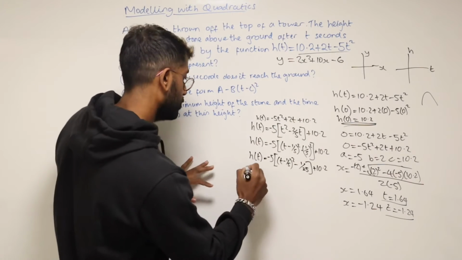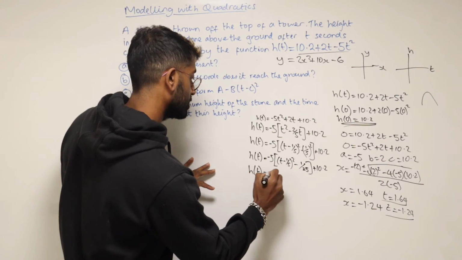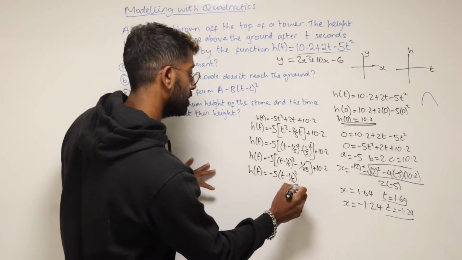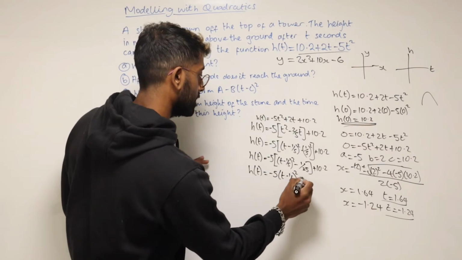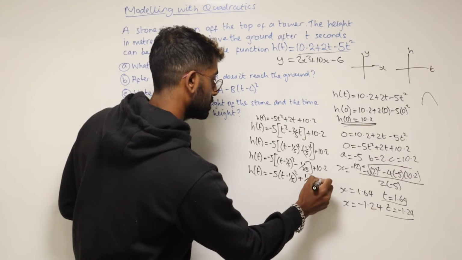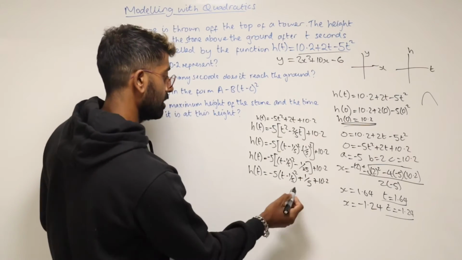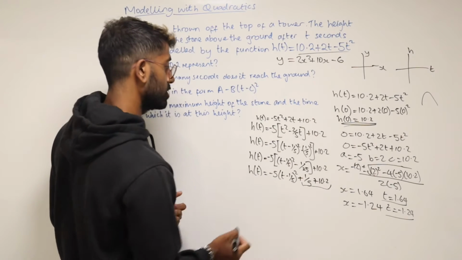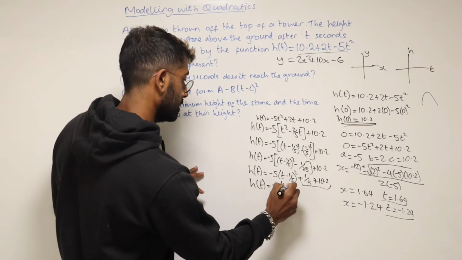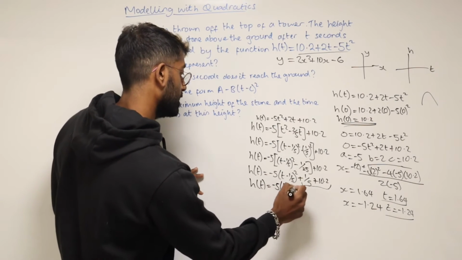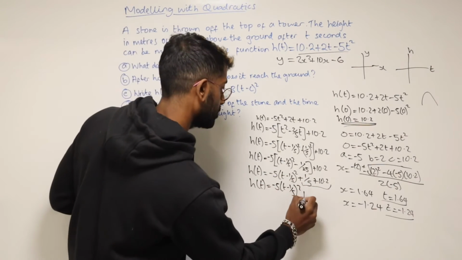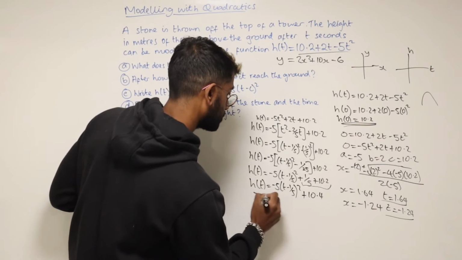Now we'll multiply through by the minus 5, so h of t equals minus 5 times t minus 1/5 squared, plus, that's going to be 1/5, and then plus 10.2. Last little bit is let's combine these two bits together here. So h of t equals minus 5, and then t minus 1/5 squared, and then add that onto there. That's 0.2, so it should be plus 10.4.